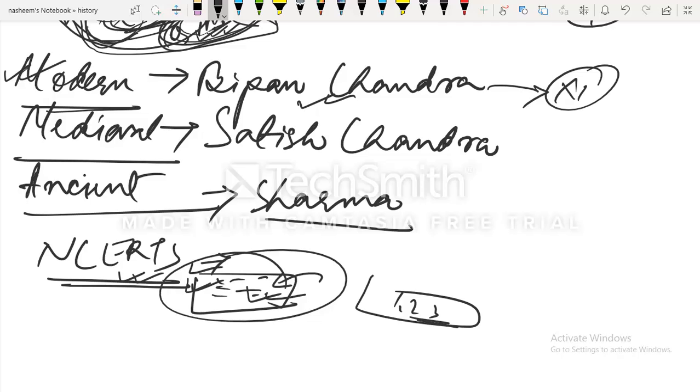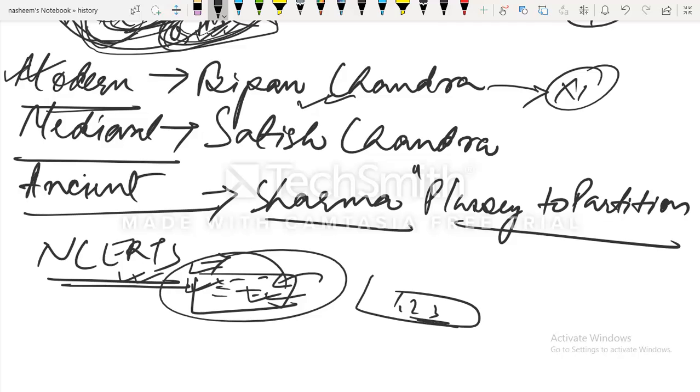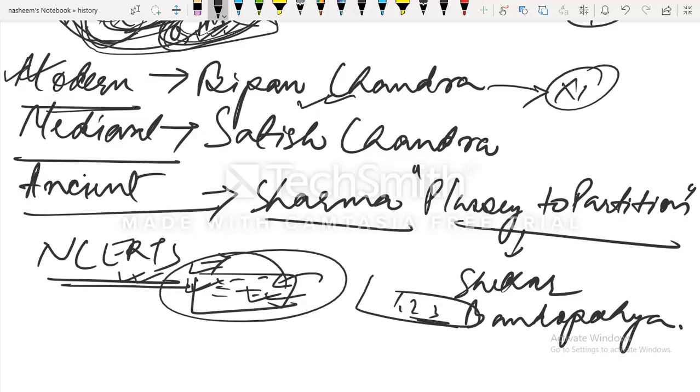And there are other books also, like Class A to Partition. This is a very fine book, From Plassey to Partition, by Shekhar Bandyopadhyay. This is a nice book. It's a very humongous book. I've read it. It's very well documented. If you have time, yes, definitely you can go for it.